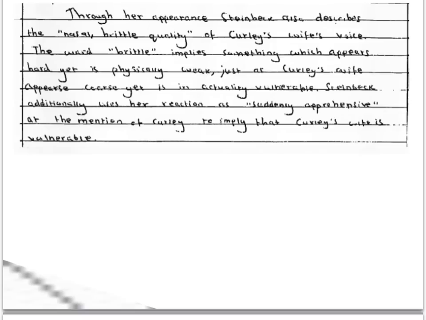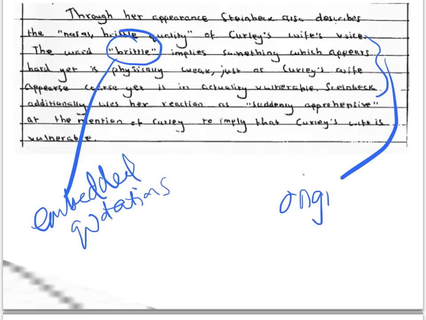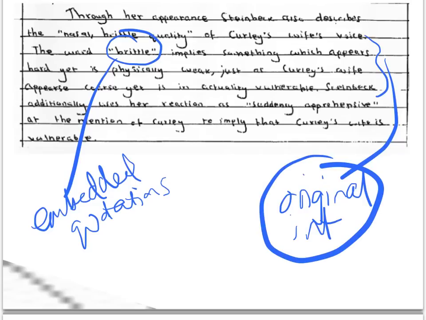Just the student finishing off this response. "Through her appearance, Steinbeck also describes the nasal, brittle quality of Curly's wife's voice." The word "brittle", this student does an amazing job with embedded quotations. "The word brittle implies something which appears hard, yet is physically weak, just as Curly's wife appears coarse, yet is actually vulnerable." This is a lovely, what I would certainly give credit as being an original interpretation. They've read between the lines and really made a lovely connection and link there.